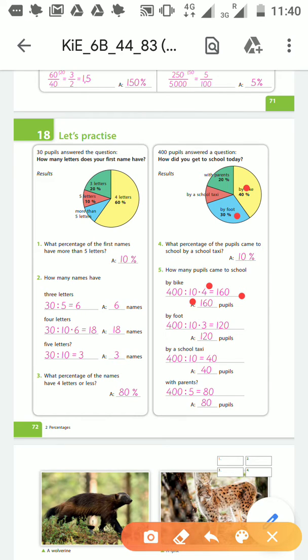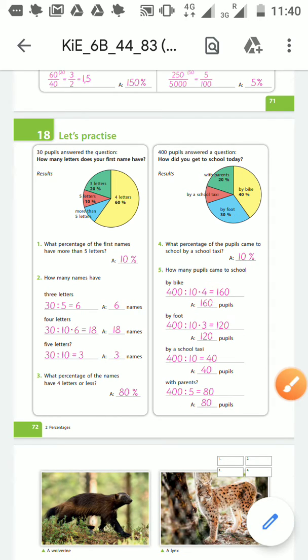So by foot is 30%, so you do 400 divided by 10 to work out 10% times 3, that gives you 120. By school taxi, we know that that's 10%. So we just do 400 divided by 10, which is 40. With parents as well, that's down as being 20% there. So a quick way of doing that, we know 20% is the same as a fifth. So 400 divided by 5 is 80.